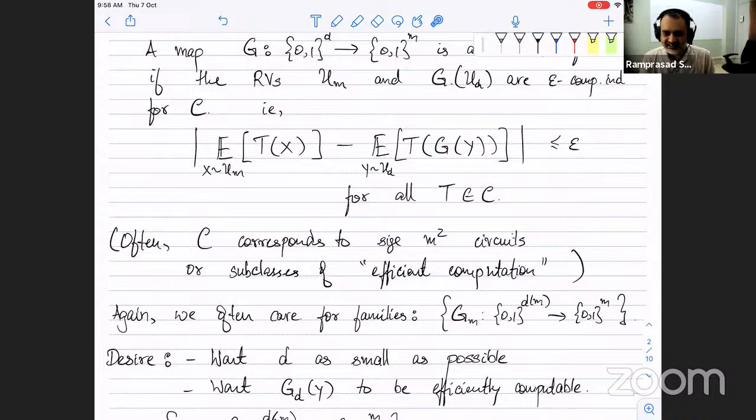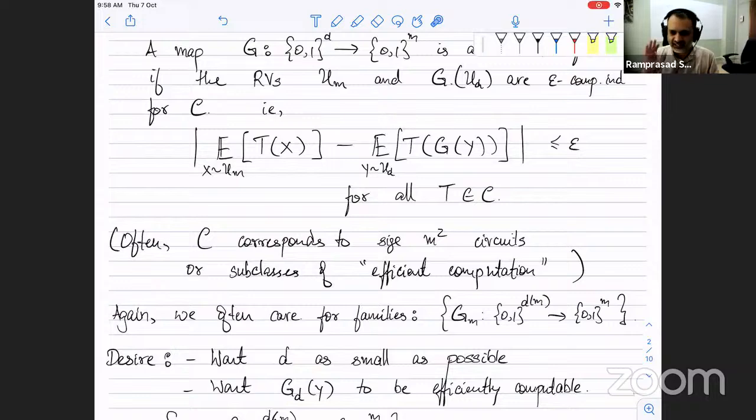So what are the things that we would want from such a generator? Ideally, we would like this D to be as small as possible, because we were constantly saying that I want to reduce the amount of random bits used. And the other thing is that I don't want the computation of taking D bits and stretching them to M bits to itself be very expensive. Those are two things that we would like from such a generator.